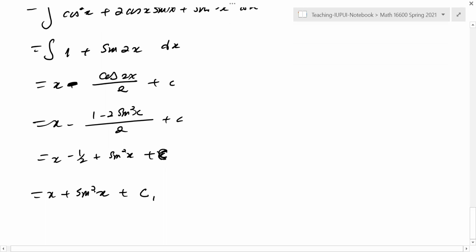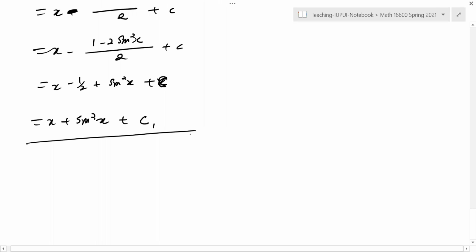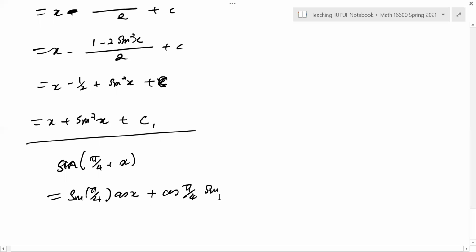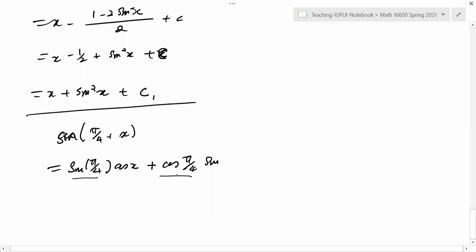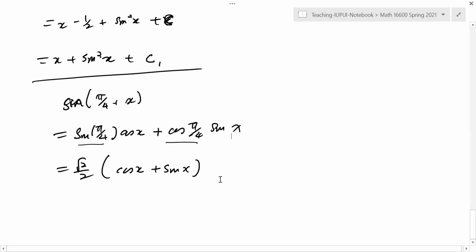Is there any other method you can use? Other method is not trivial, okay? Remember sine of pi over 4 plus x is going to be sine pi over 4 cosine x plus cosine pi over 4 sine x, okay? Now cosine and sine, they have the same value, they're all square root 2 over 2. So you end up with square root 2 over 2 times cosine x plus sine x. So cosine x plus sine x can be viewed as one single function.